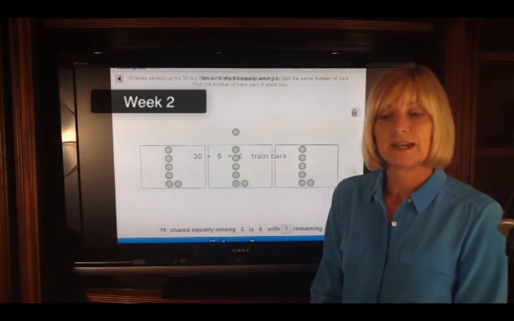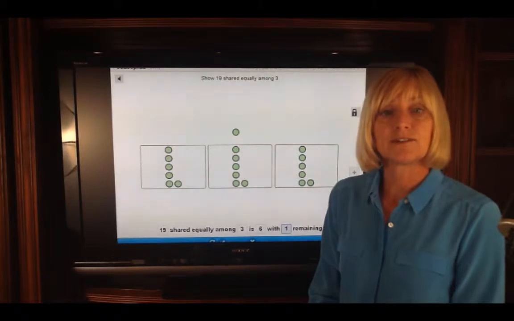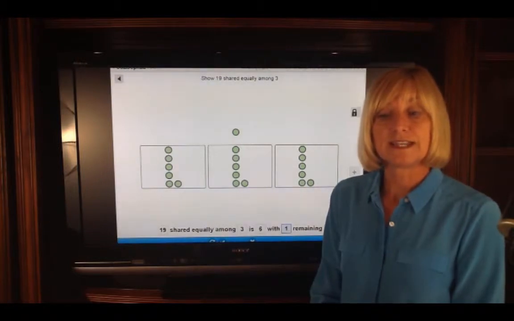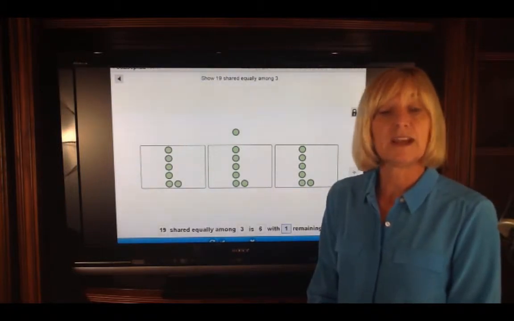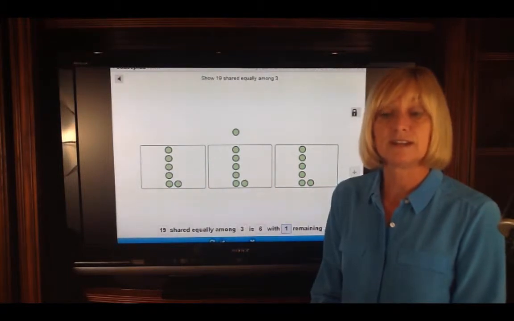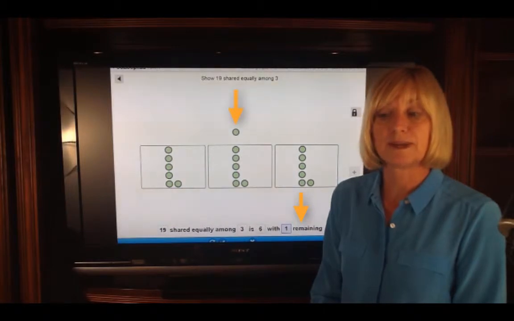In the second week, they go through a similar process, only this time they're learning that there can be remainders when a starting amount is divided and shared equally. So they have 19 shared equally among 3. You'll see that they start again with language, but this time they have a phrase at the end, blank remaining. In this particular example, 1 remaining.